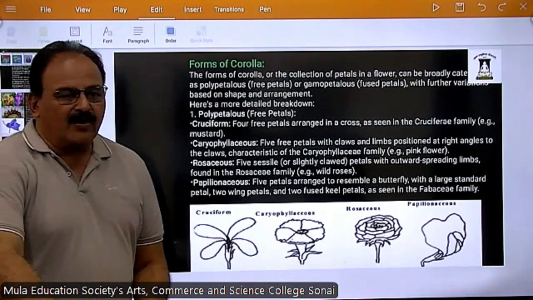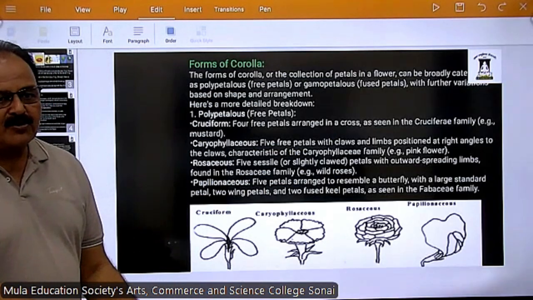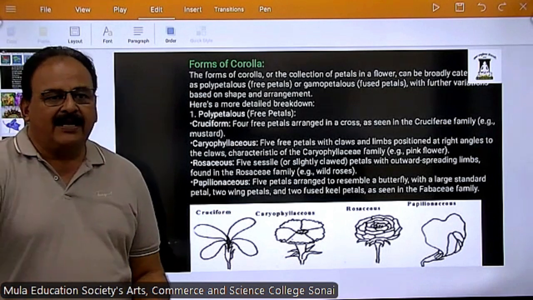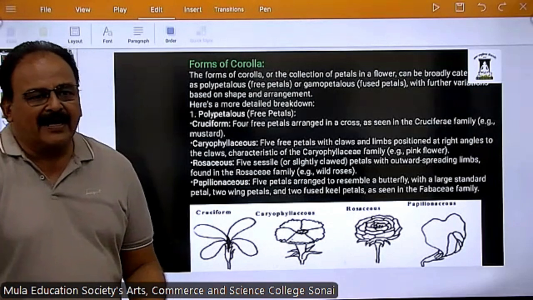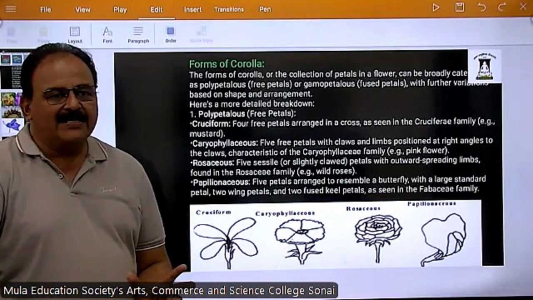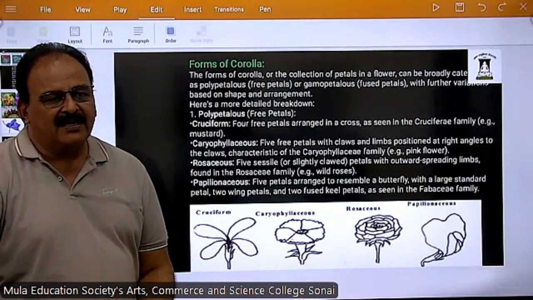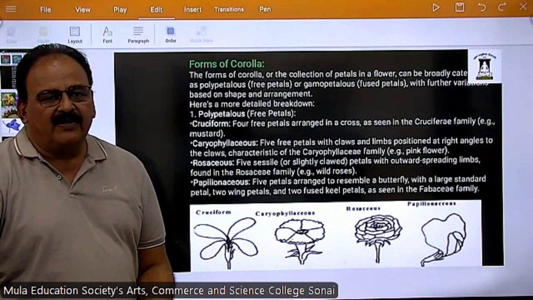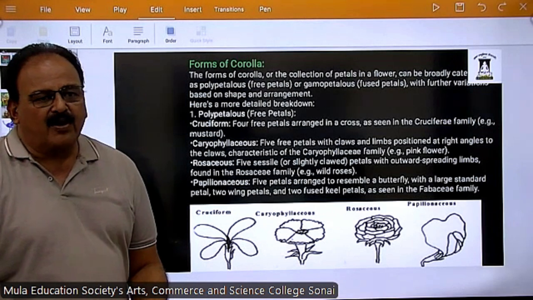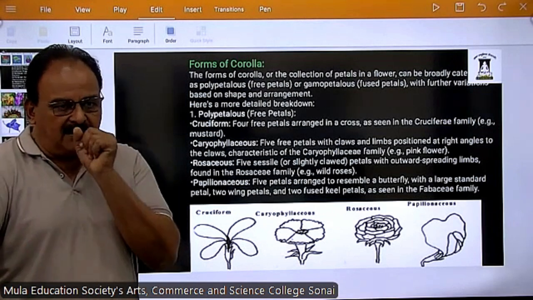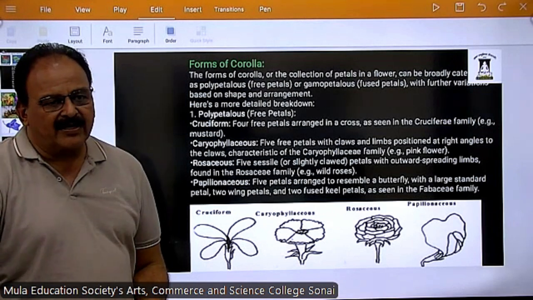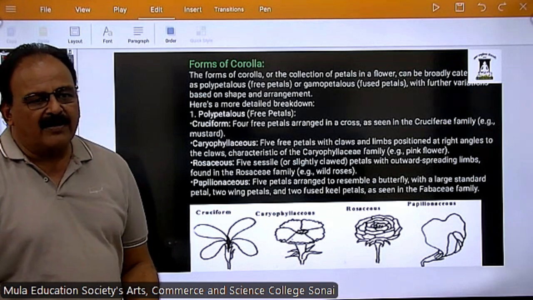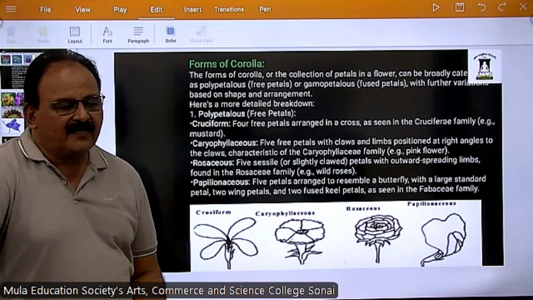Then forms of corolla, or types of corolla. There are different forms of corolla, or the collection of petals in a flower, which can be broadly categorized as polypetalous or gamopetalous. Poly means free, gamo means fused. With further variation based on shape and arrangement, it is differentiated into different types. First is polypetalous, free petals.